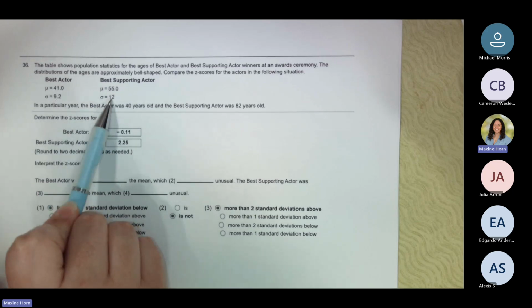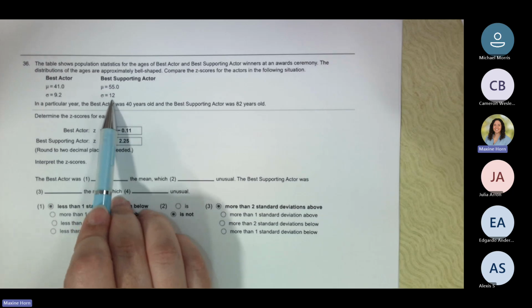All right. And finally, the last one. The table shows population statistics for the ages of Best Actor and Best Supporting Actor winners at an award ceremony. The distributions of the ages are approximately bell-shaped. Compare the z-scores for the actors in the following situation. We've got Best Actor, average age 41, and a standard deviation of 9.2. Best Supporting Actor, the average age is older, 55, and the standard deviation is more, 12 rather than 9.2. So Best Supporting Actor has a wider spread of winners.